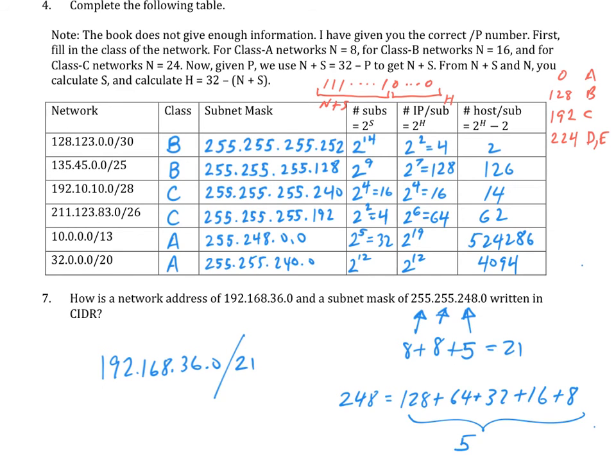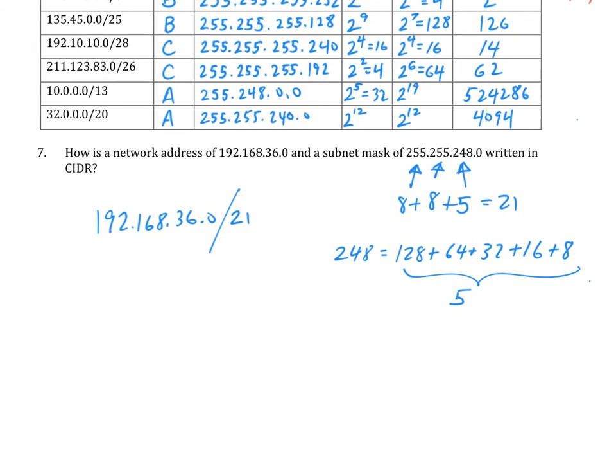I'll throw in this extra problem here. How is the network address of this with subnet mask of that written in CIDR notation? CIDR notation is this slash notation where the slash is N plus S. And the number of ones in the mask is N plus S. We get 8 ones in a 255, and we get 5 ones in a 248, so 8 plus 8 plus 5 is 21. Therefore, this is 36.0/21.